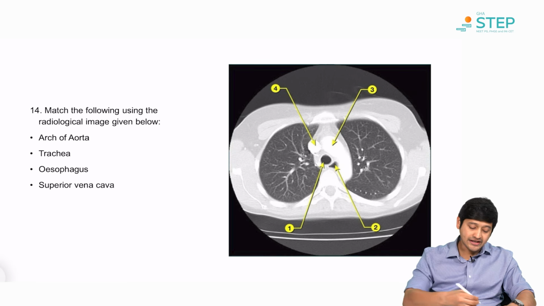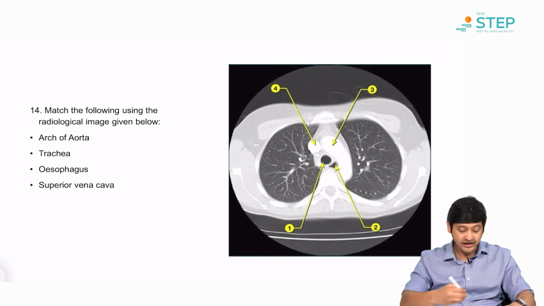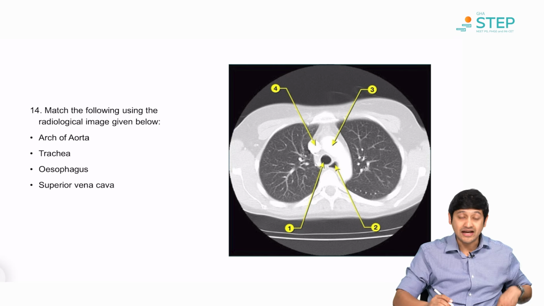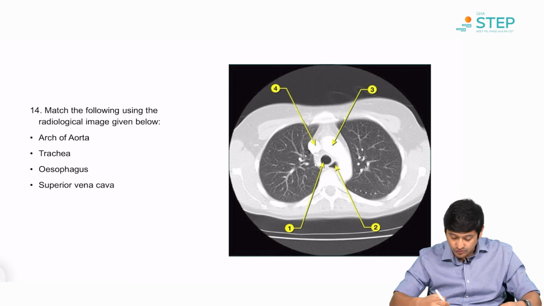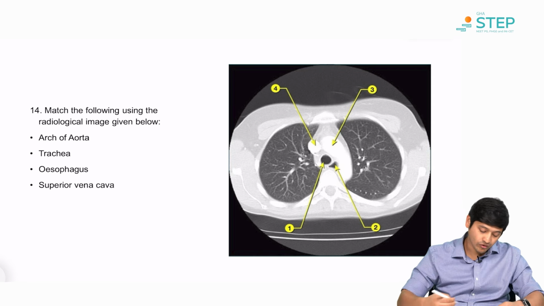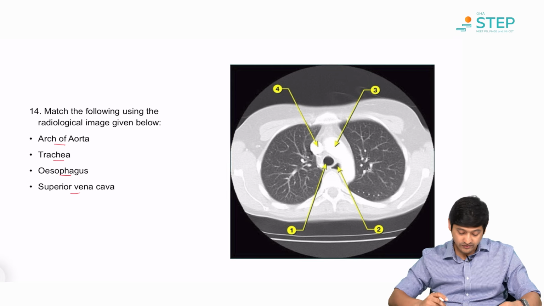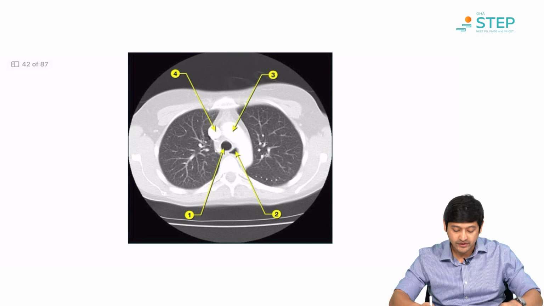Your next question is a match the following question. You match the answer with the correct number. This is purely based on radiological anatomy, and you've been asked what are 1, 2, 3 and 4: arch of the aorta, the trachea, the esophagus and the superior vena cava. So we'll break this down in terms of its appearance.